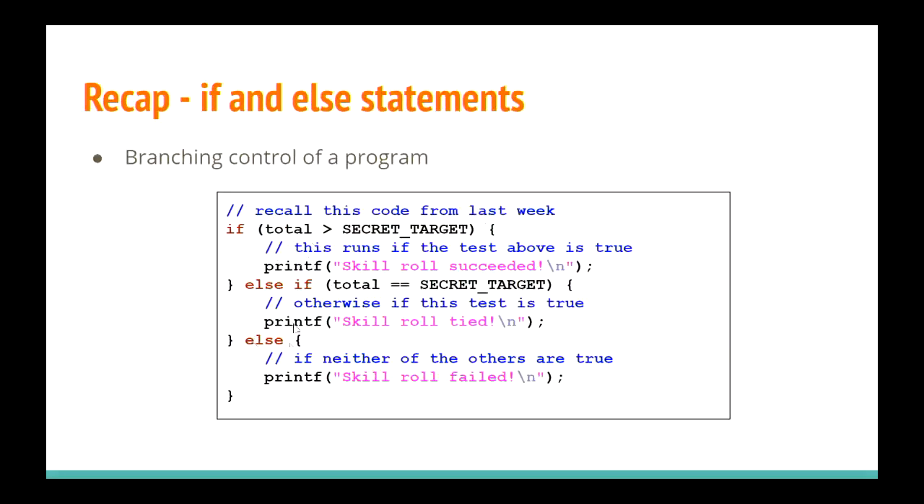Yes, only one of these three things can run because I've chained them together with elses and ifs, which means the total against the secret target will be checked, and then it'll skip to one of these three depending on the conditions under which one of these questions is true.